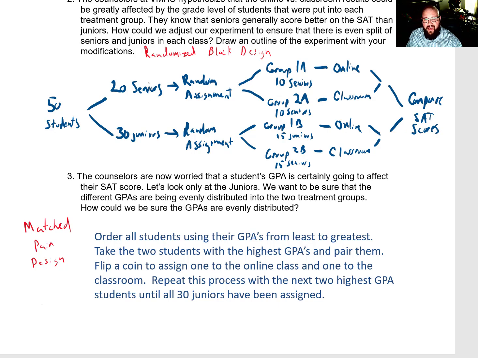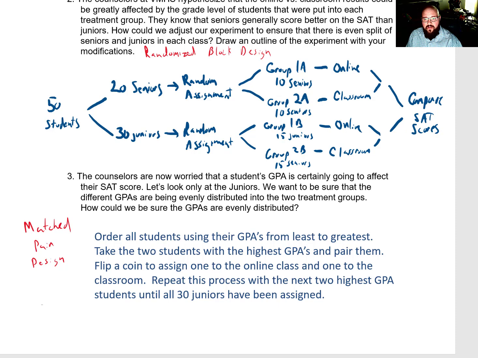And that is called a matched pair design, in which case that would allow us to look at just the juniors in this case and be sure that their GPAs are being evenly distributed between the classrooms, because we're taking the top 2 and splitting them into the classrooms between online and actual face-to-face classroom teaching.